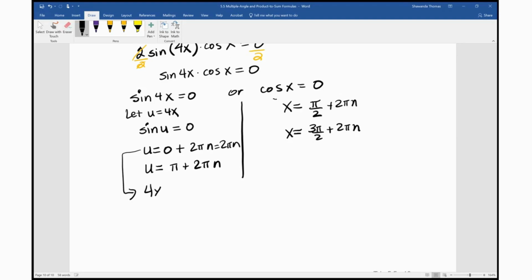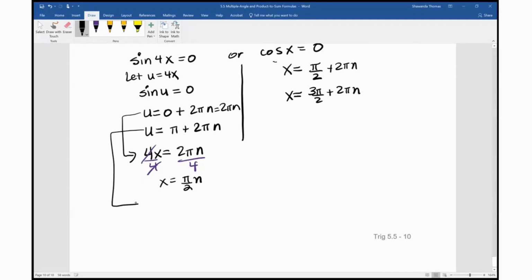Let's put 4x equals 2 pi n. Divide by 4. x equals pi over 2 n. And then this one, we're going to let 4x equal pi plus 2 pi n. Divide by 4, both sides. x equals pi over 4 plus pi over 2 n.